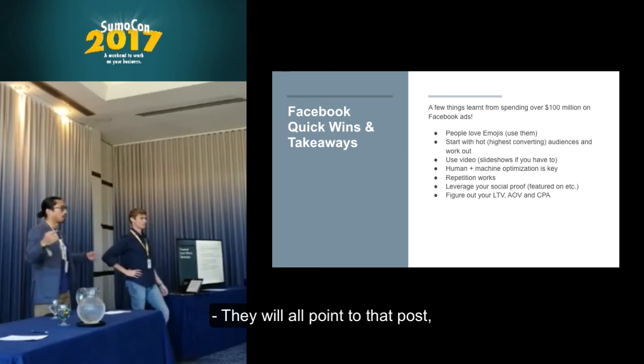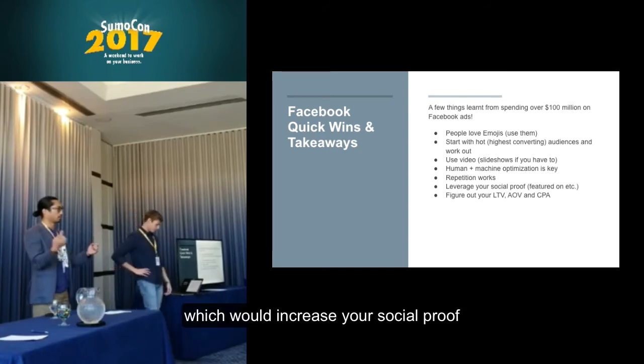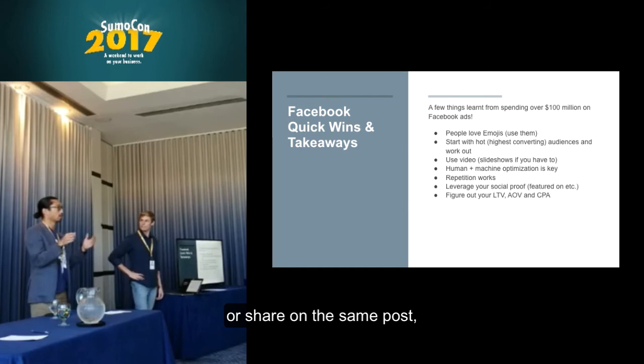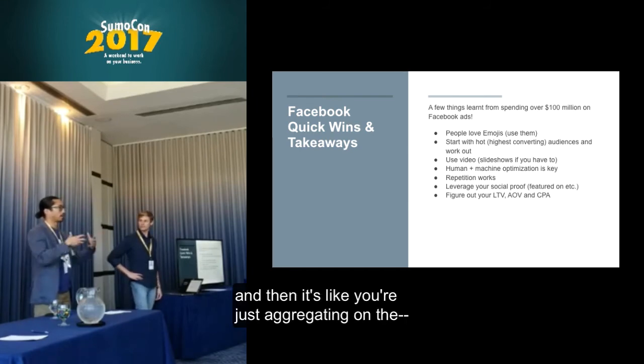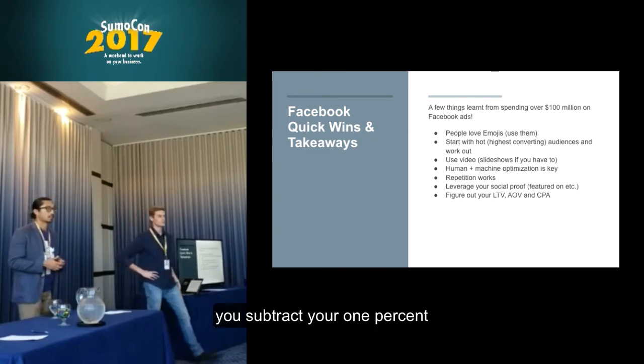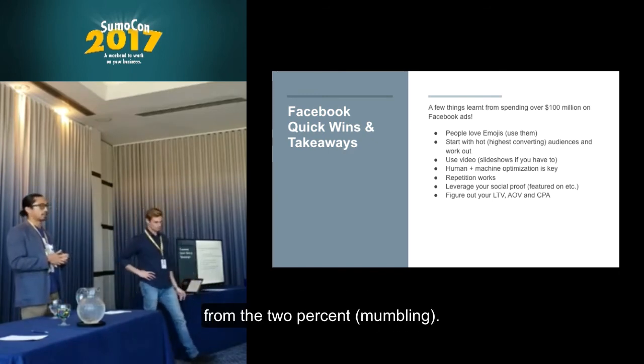Yeah, and they'll all point to that post, which will increase your social proof because people will like and comment on the same post or share on the same post, and then you're just aggregating all the numbers. And there's no overlap because you said you subtract your 1% from your 2% audience? Exactly. Correct.